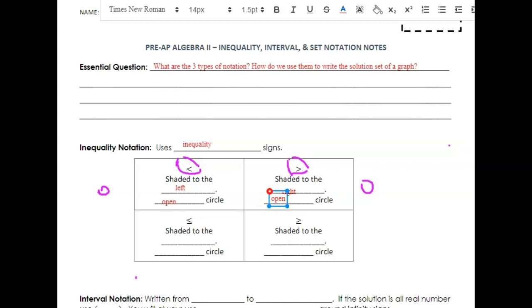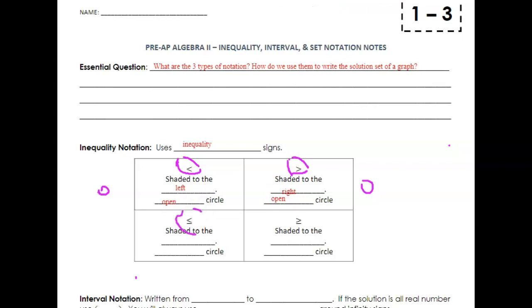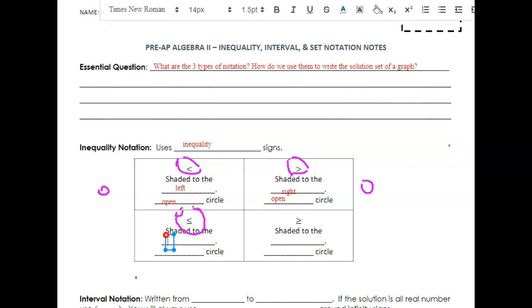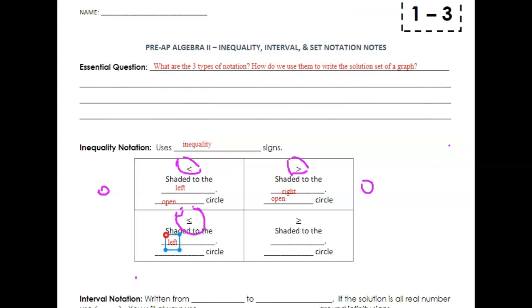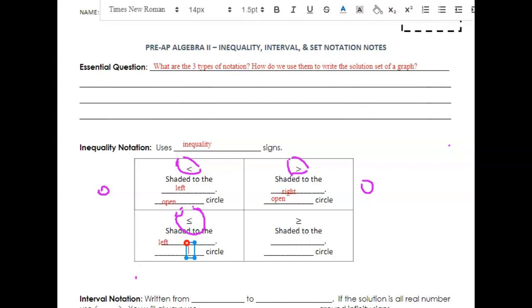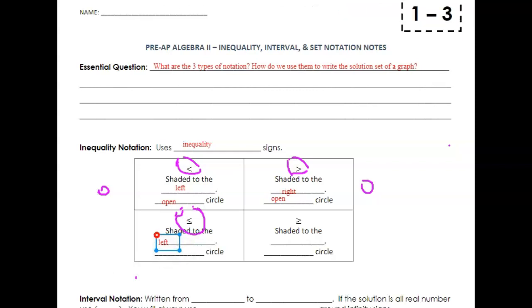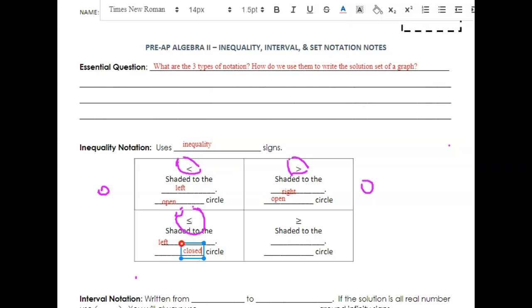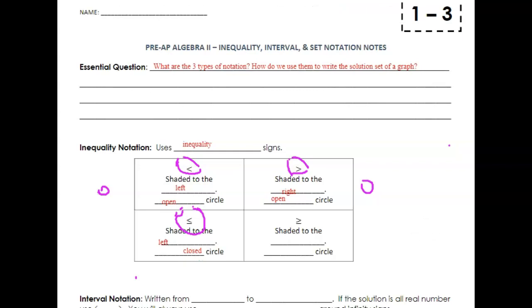Okay. The next inequality you might use is this one right here. That is the less than or equal to sign. Just like the less than sign, you're going to shade to the left. But now because we have the or equal to portion of the inequality sign, you would end up using a closed circle. And a closed circle is exactly what it sounds like. It's a circle, but you've closed it in with shading. That indicates that there is a point value at your value. So you do have a value there.